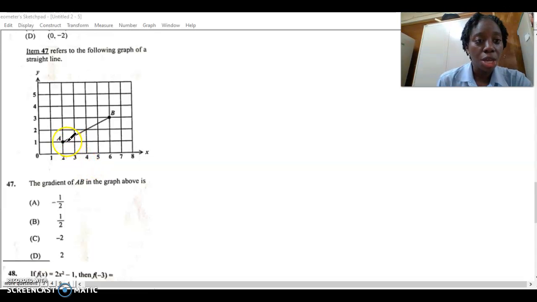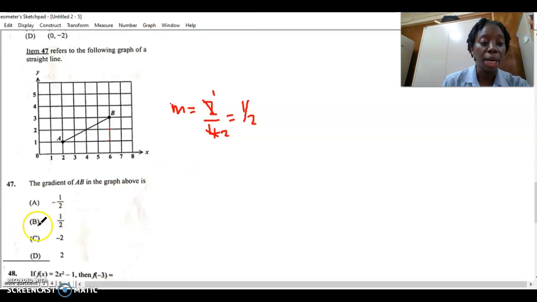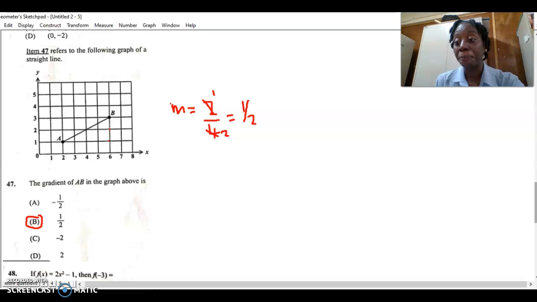So the gradient of AB, let me call that m. The rise is 1 unit, 2 units. The run would be 1, 2, 3, 4 units. I can simplify 2 over 4, which has a common factor of 2, so I can get one set of 2 out of 2, and I can get 2 sets of 2 out of 4. So therefore, the gradient of AB is 1/2 or a half. So my answer is B.